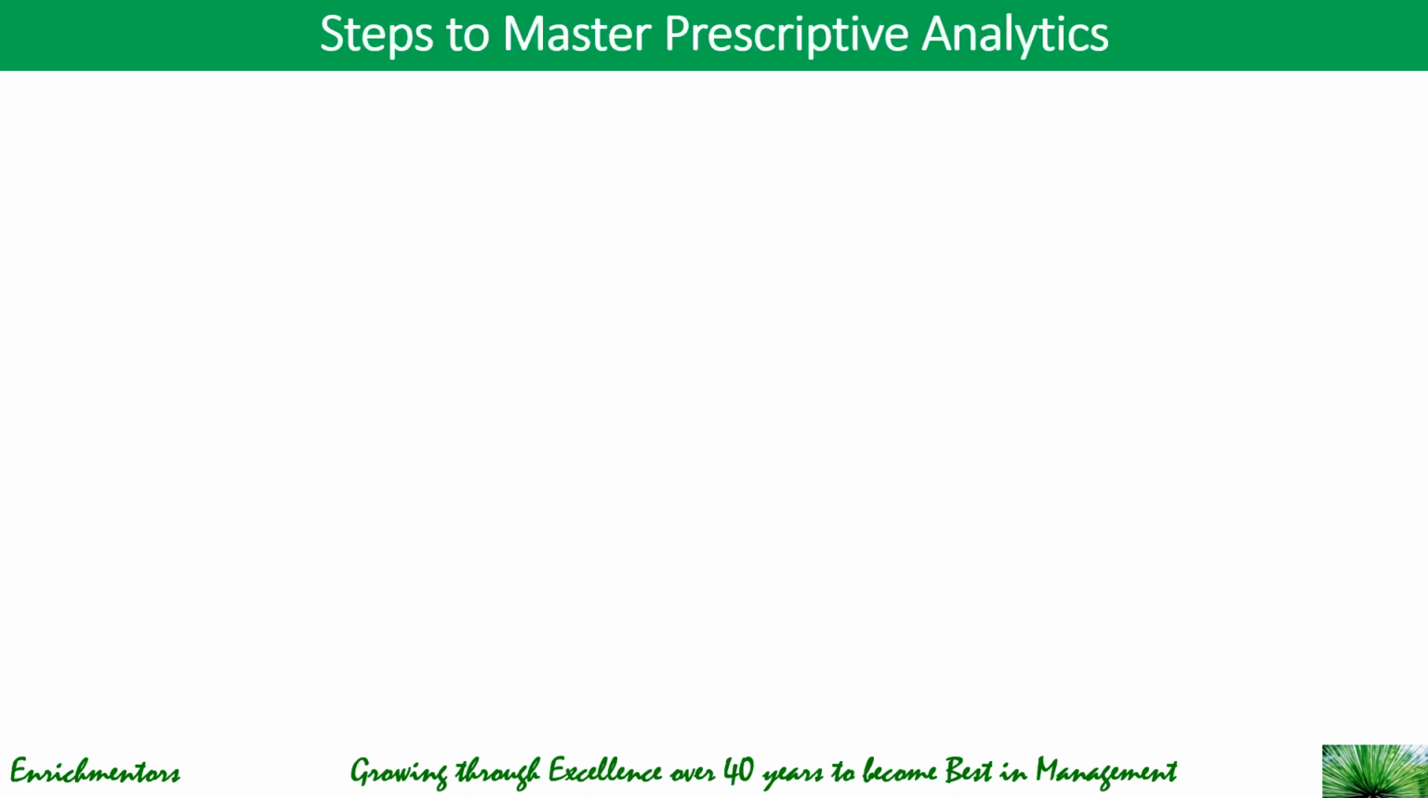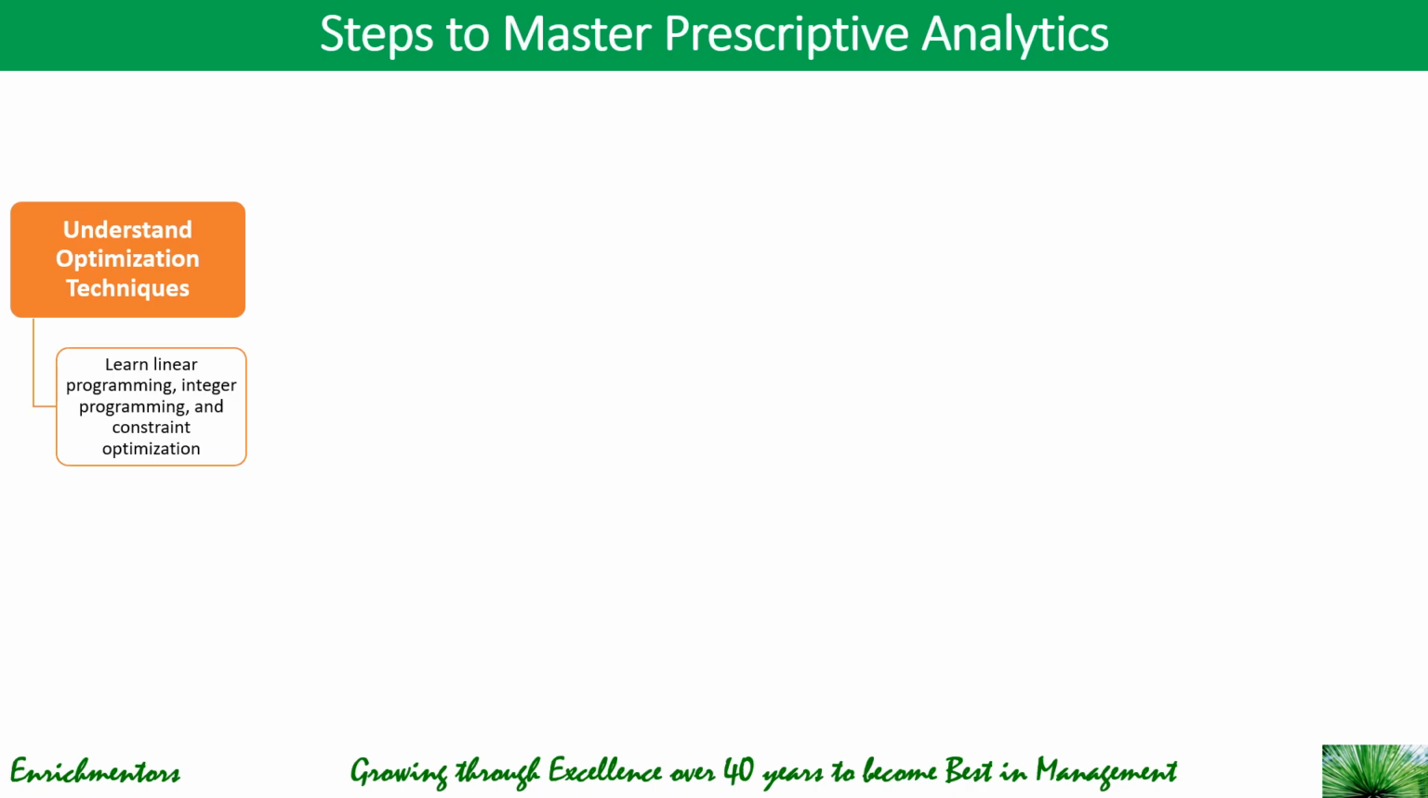So what are the steps that you need to take to master prescriptive analytics? Let's take a look at these steps in a quick summary and overview here. First, you need to understand the optimization techniques that you will use to decide whether a decision is optimal or not. There you need to learn methods like linear programming, integer programming, and constraint optimization. We will talk about this, so don't you worry about learning them, we will take you through them. Then you need to learn tools like Python, SciPy, PuLP, or lpSolve, or Excel Solver. Both in Python and R, or Excel, you need to learn these tools.